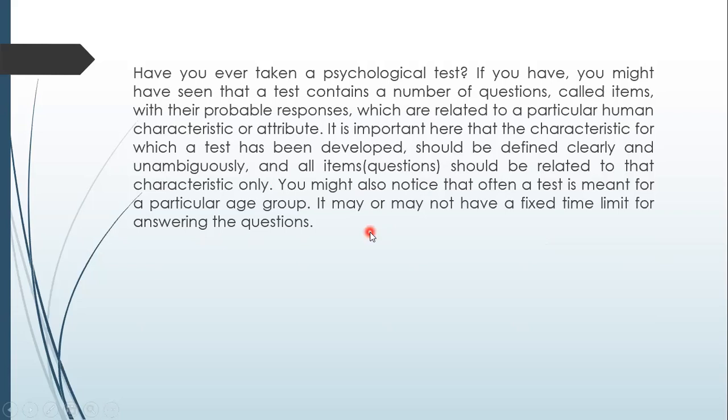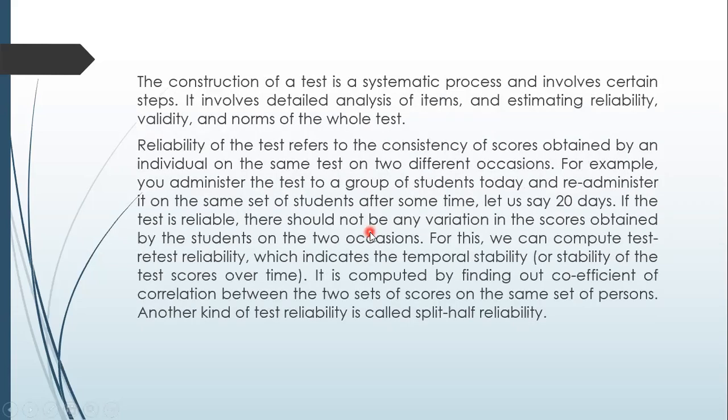Okay. Next, the construction of a test is a systematic process and involves certain steps. In test construction, in order for the test to be standardized and objective, it should be standardized before use. It involves detailed analysis of items, that is, questions. The questions should be properly designed, with reliability, validity, and norms estimated. Norms, as we discussed, include age. Let us see all these terms in a sequential manner.